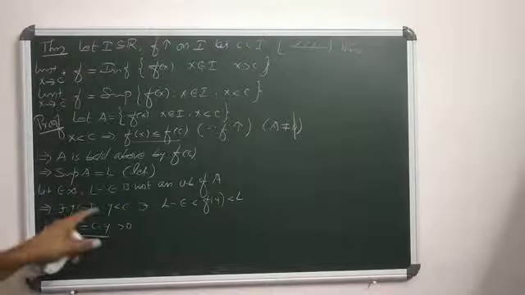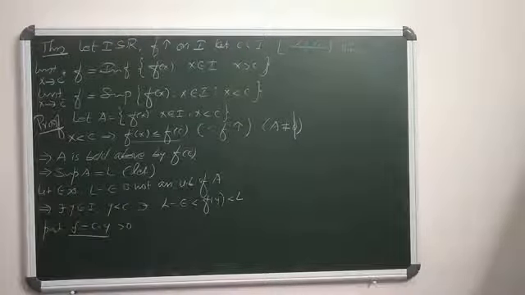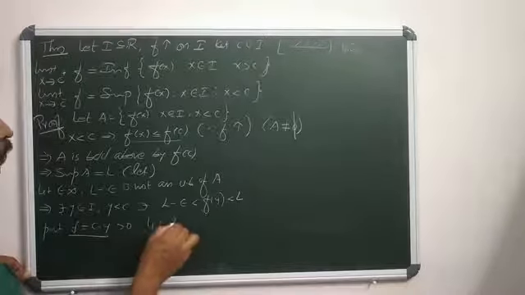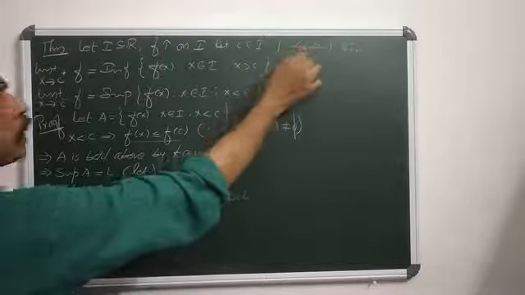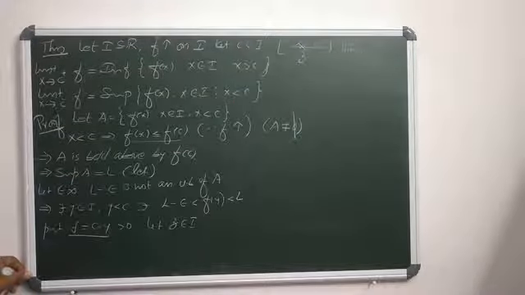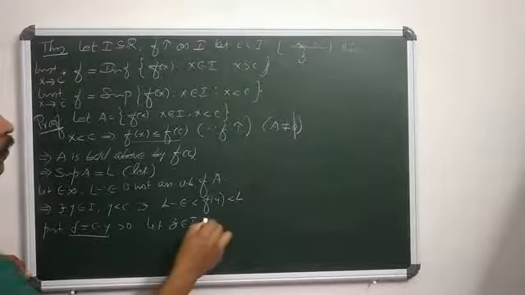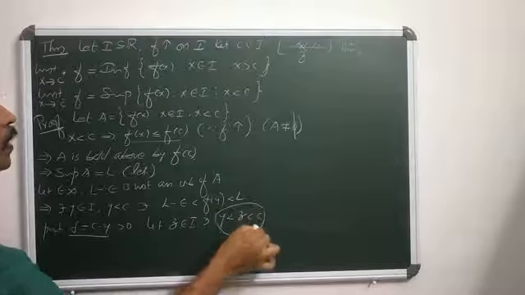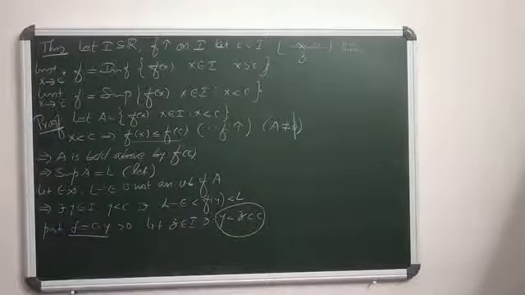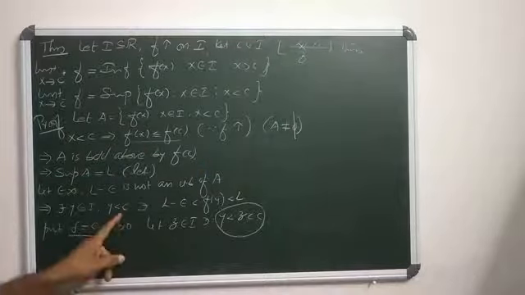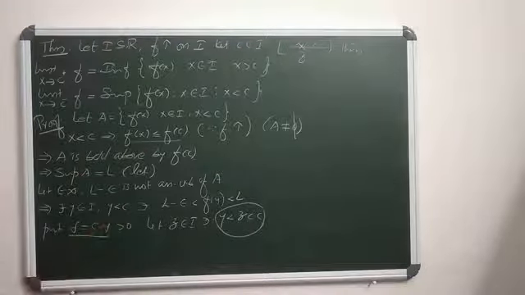Y is less than c, so c minus y is positive. Let us choose a point t in I such that y is less than t, which is less than c. You can choose any such point, where y is in I with y less than c. Suppose c is here.